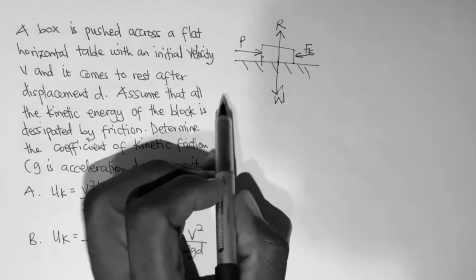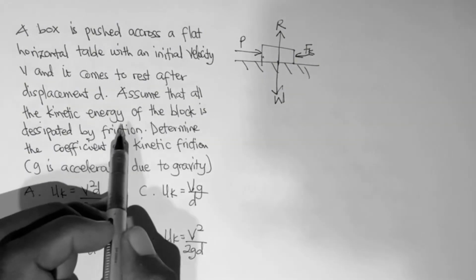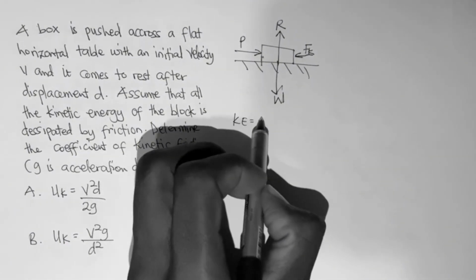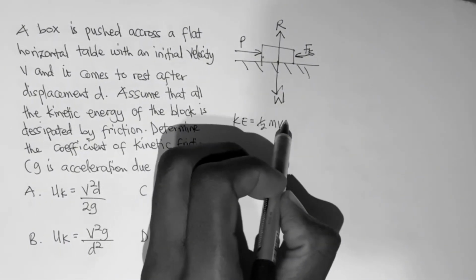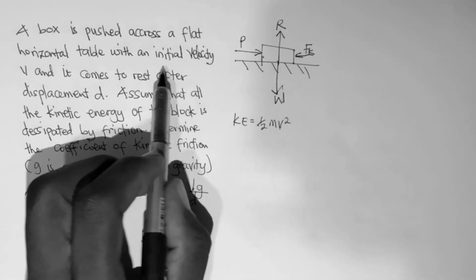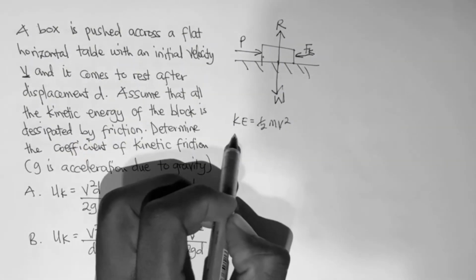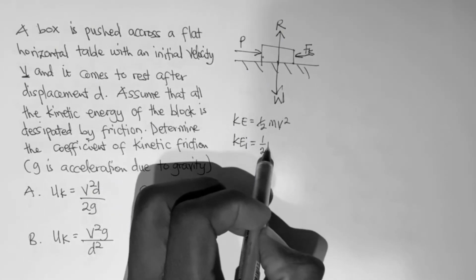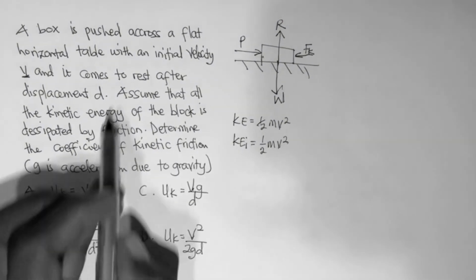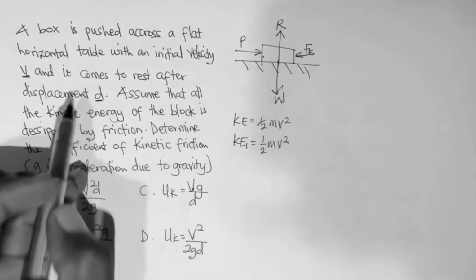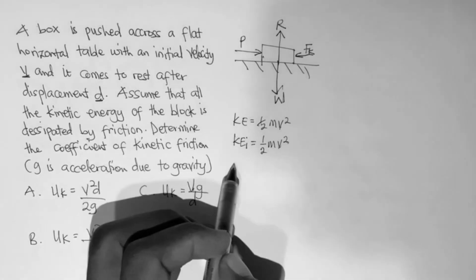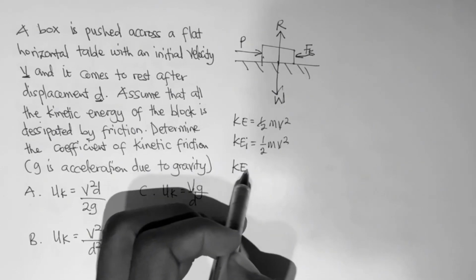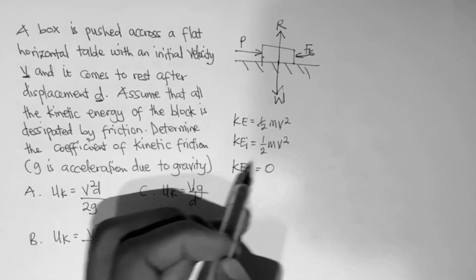Now, because this box is moving, kinetic energy is also at work. So what will be the kinetic energy of this box? Remember that kinetic energy is equal to half mv squared. The box only has initial velocity v, so the initial kinetic energy is equal to half mv squared. Then it comes to rest after displacement d, so the final velocity vf is 0, and since the final velocity is 0, the final kinetic energy is also 0.